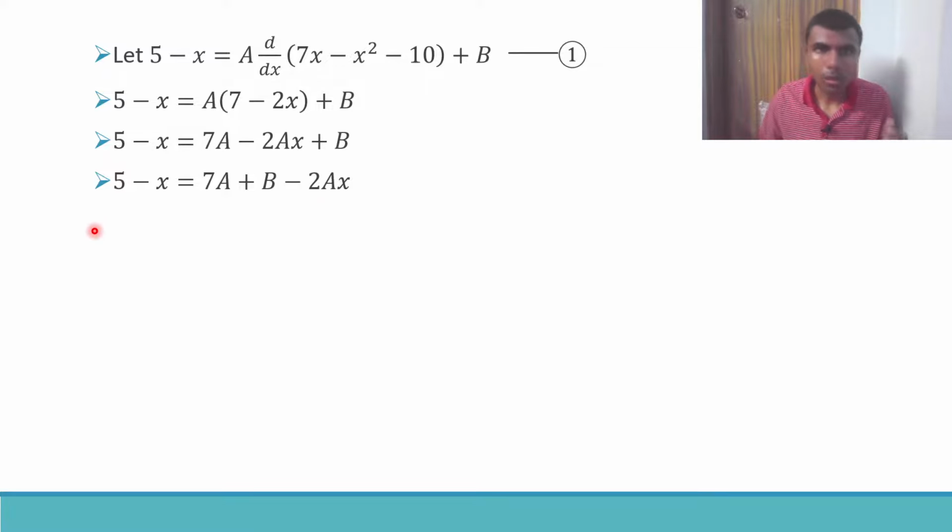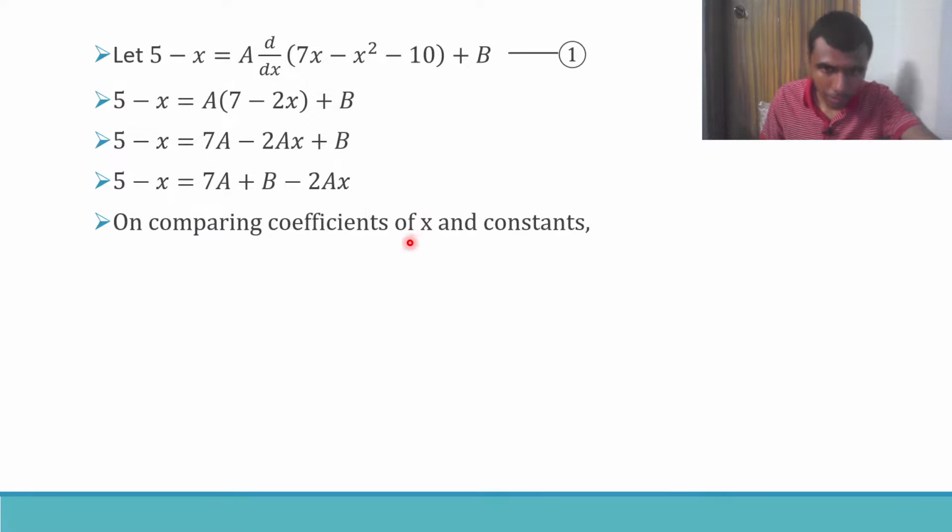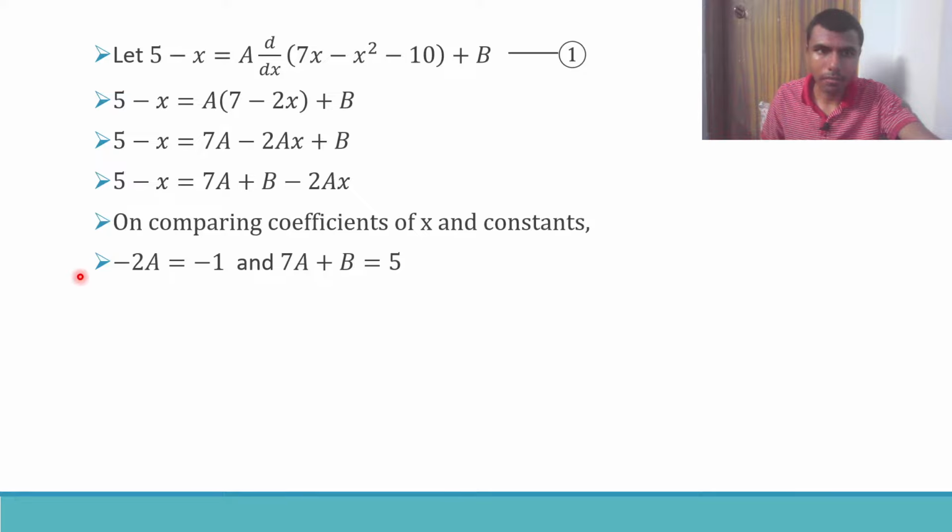Now what I'm going to do, can you guess? Compare corresponding coefficients and constants. On comparing the coefficients of x and constants: beside x I have minus 2a on one side and minus 1 on the other. The constant on the LHS is 5, the constant on the RHS is 7a plus b. Now that's what I have: minus 2a equal to minus 1, and 7a plus b is 5.